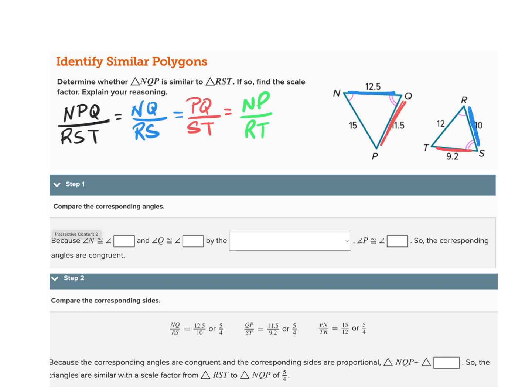Now that my side lengths are all matched up, I can fill in the values of those lengths and determine the scale factor. Okay, so let's see, blue. NQ is 12.5. RS is 10. PQ is 11.5. And ST is 9.2. And NP is 15. And RT is 12.